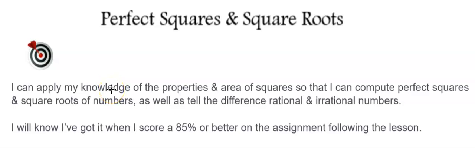In this lesson, we're going to be learning about perfect squares and square roots. The learning target is that I can apply my knowledge of the properties and area of squares so that I can compute perfect squares and square roots of numbers, as well as tell the difference between rational and irrational numbers. I will know I've got it when I score an 85% or better on the assignment following this lesson.